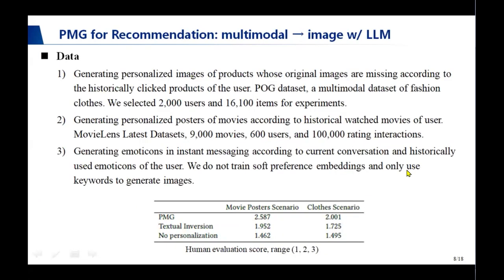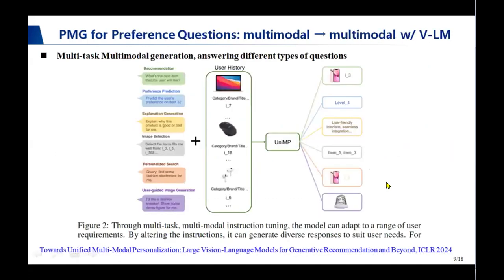Okay, so that was personalized multimodal generation for recommendation, because when we show something, the user will either click or not click. So it's something recommended for the user. Another task that has been done for personalized multimodal generation is for recommendation-related queries, or more like question and answer. Yeah, it's quite blurry, unfortunately.